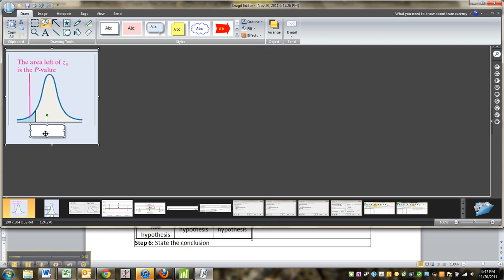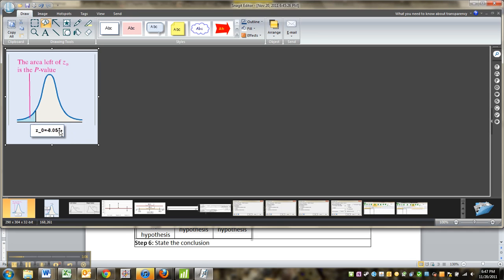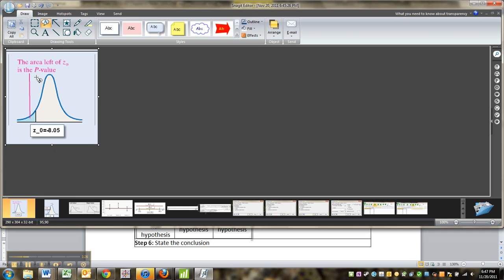We already found z0. It was negative 8.05, right? Oops, that's really small. You probably can't read that. There we go. Okay, maybe you still can't read it, but it's negative 8.05, okay? So if that's negative 8.05, it's the z0 test statistic we found in step 3 from before. It's not z alpha. It's not the same thing as this graph. That's z alpha right there, negative 3.09. This is z0. Now the p-value itself is going to come out of Excel or StatCrunch, either one.